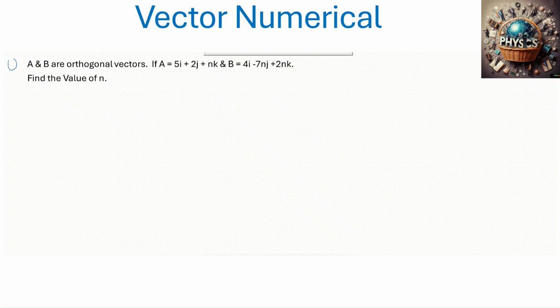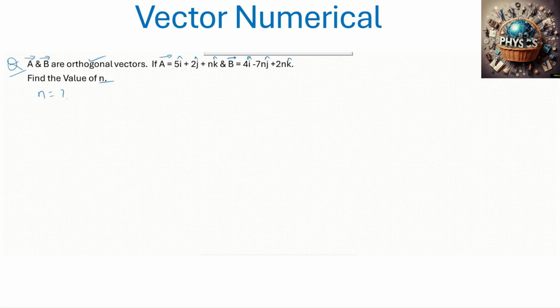The question that we have with us is: vector A and vector B. These are two orthogonal vectors. The values of these vectors are 5i plus 2j plus nk, and the other vector is 4i minus 7nj plus 2nk. And these are basically the orthogonal vectors, and we need to find the value of n. So what is n?